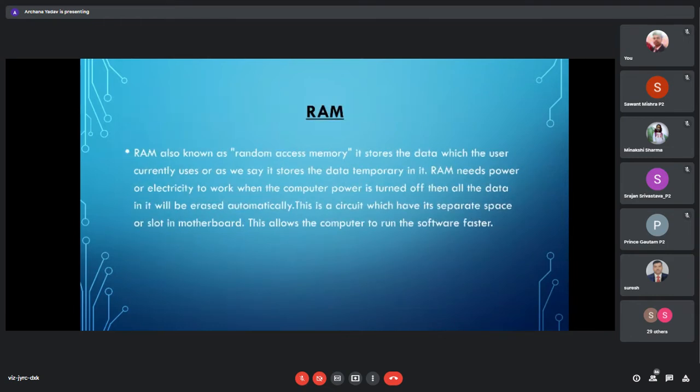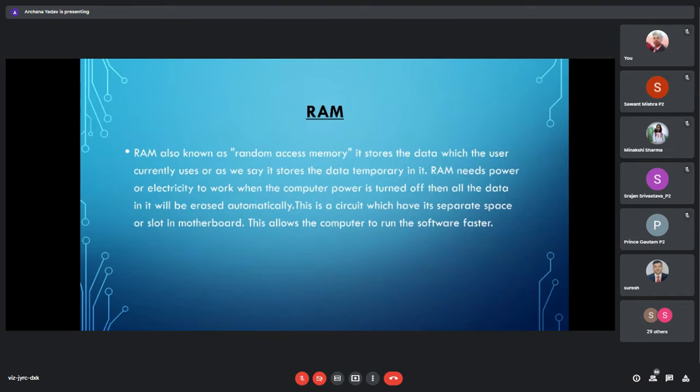RAM stands for random access memory. It stores the data on which we are currently working, and RAM needs electrical supply. When the electrical supply is cut off, RAM loses all of the data we were working on, and it is automatically erased. It is also mounted on the motherboard.